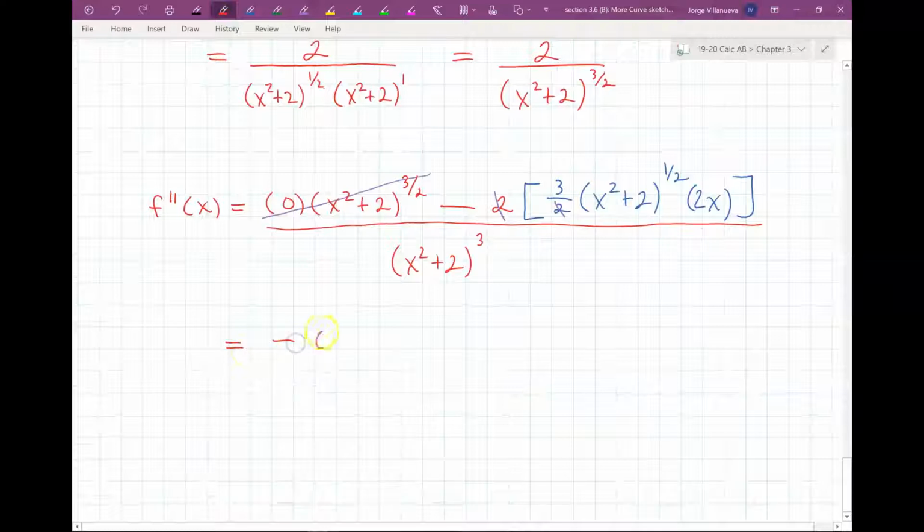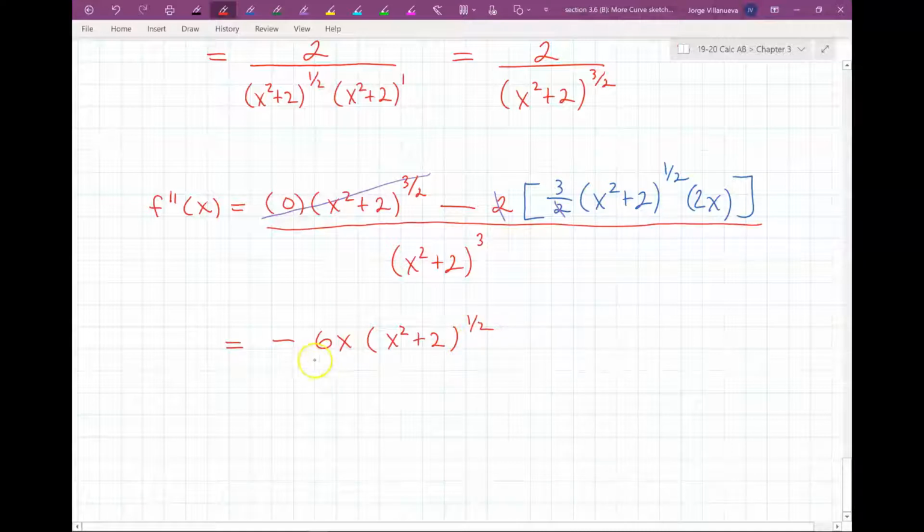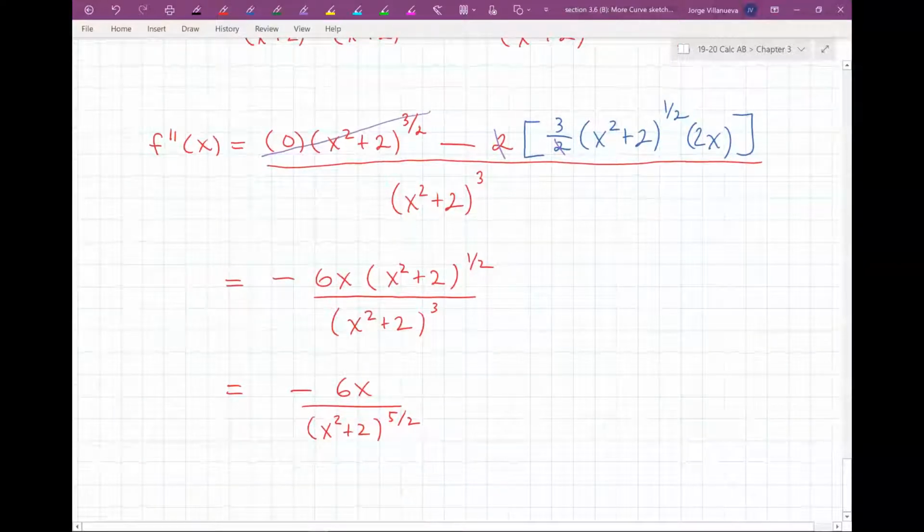So we have negative 6x, x squared plus 2 to the half, divided by x squared plus 2 to the third. Now again, you notice how they have the same base of x squared plus 2. So basically, I'm going to get the half power and subtract 3. That's a negative 2.5, or a negative 5 halves, or a 5 halves in the denominator. So this will become negative 6x over x squared plus 2 to the 5 halves. And there's my second derivative.